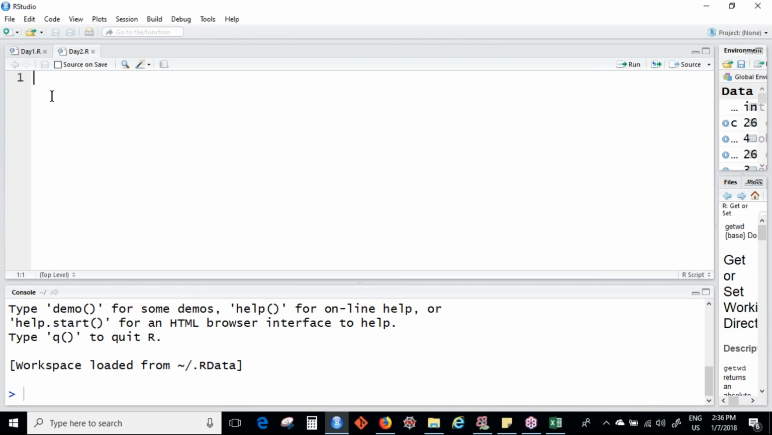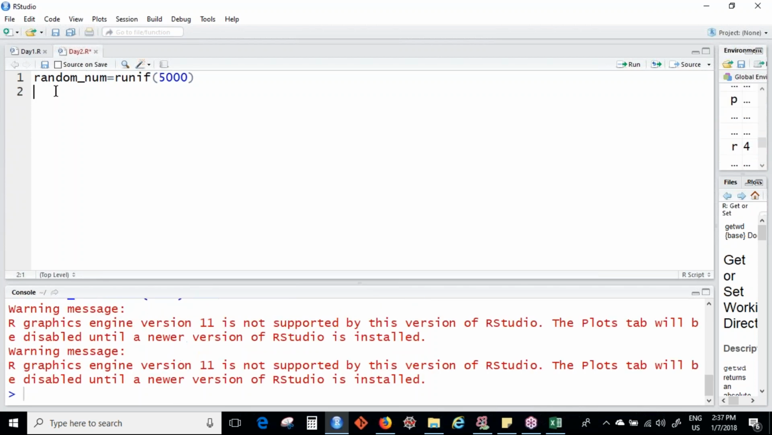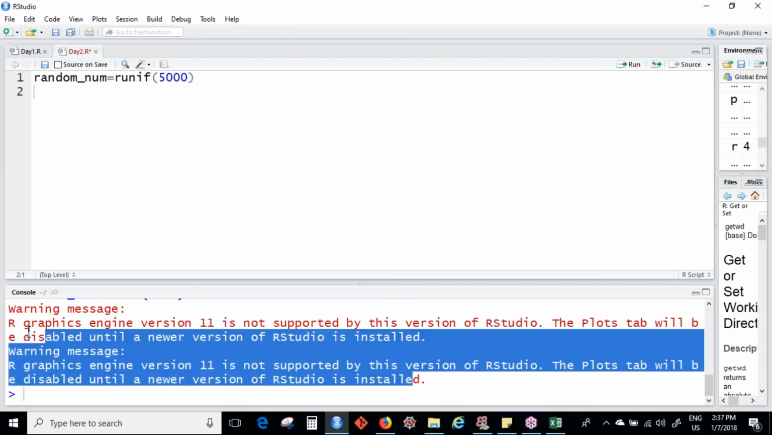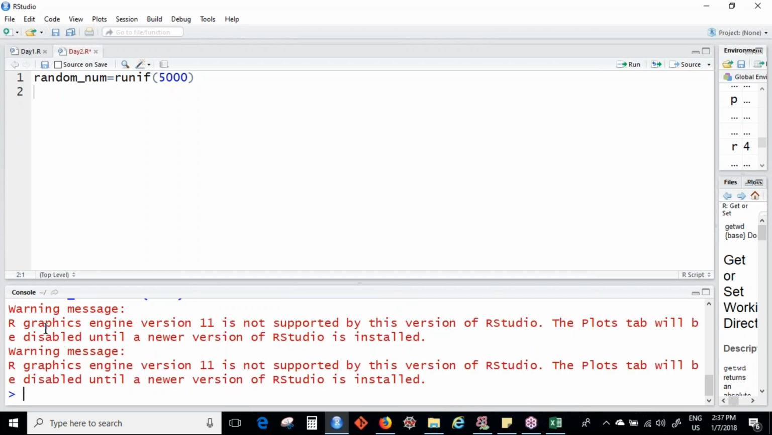Okay. So first I will create some random numbers. We haven't seen this function so far, but this is how you create random numbers. Let me create, let's say, 5,000 random numbers. So this function will give me 5,000 random numbers, and it will create random numbers between 0 and 1. So I have created 5,000 random numbers. Don't worry about the warning I get. My R version is very old, which is why I get these warnings.